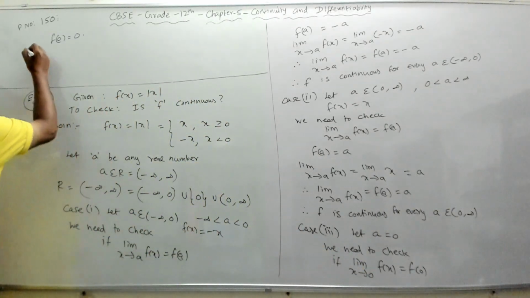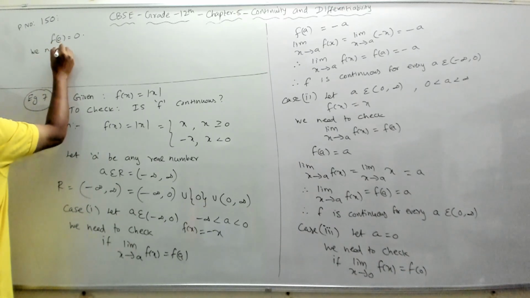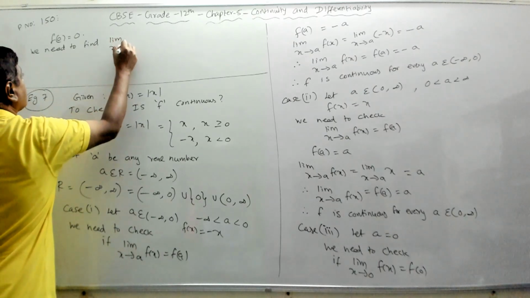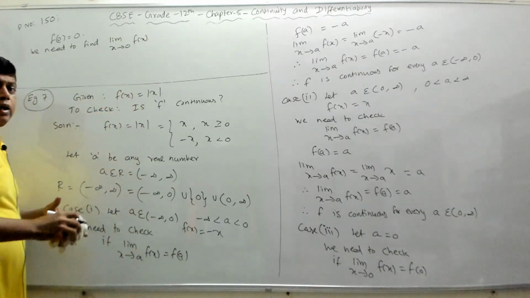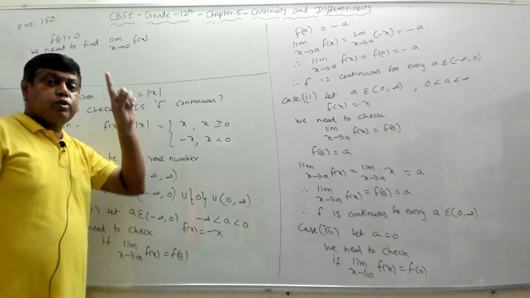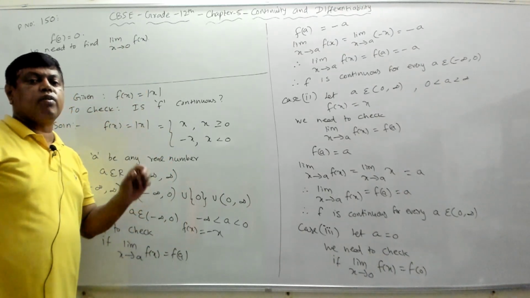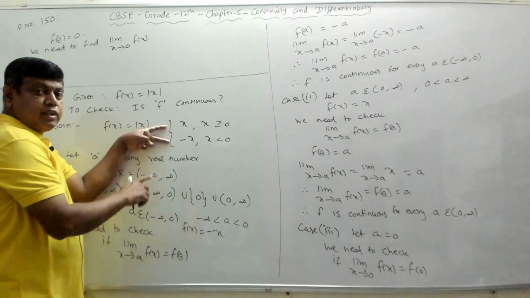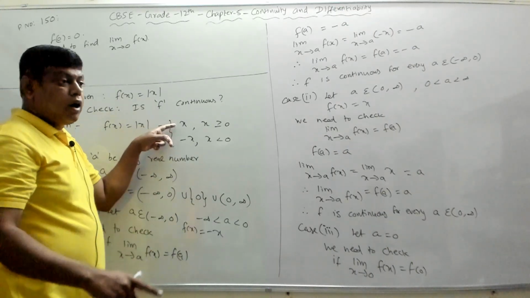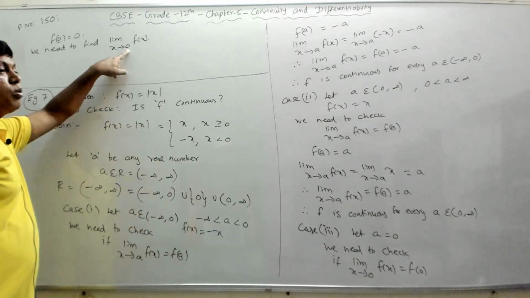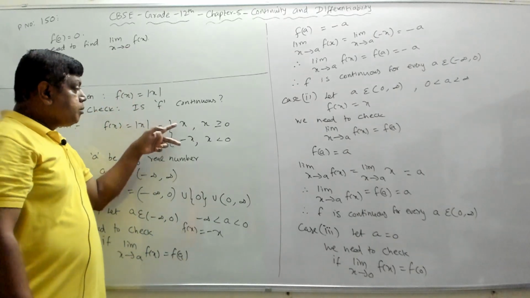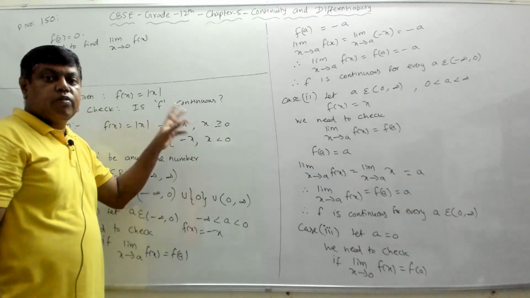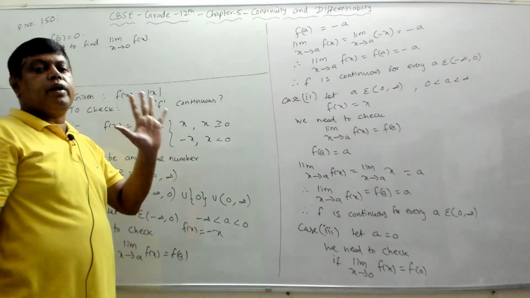So we need to find the limit as x goes to 0 of f of x. Now to find the limit as x goes to 0 of f of x, we must go for left hand limit and right hand limit. Why are we going for left hand limit and right hand limit now? Because the value of the function is getting split into two definitions. At what point? At the point 0, and we are finding the limit at the point 0. So whenever we are trying to find the limit at the point where f is getting split into two definitions based on the value of x, we must find left hand limit and right hand limit.